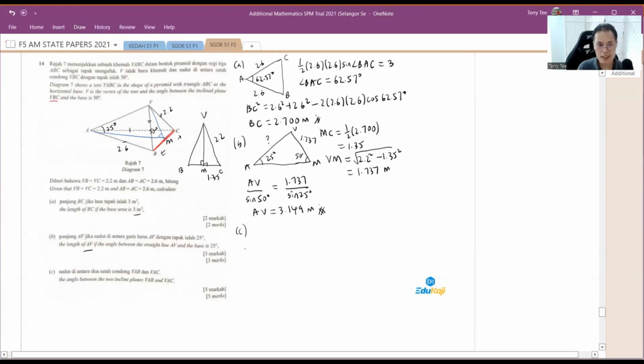Now the last part is the hardest part. The angle between two slanting planes, VAB and VAC. When you have two planes, they intersect, and we're finding the angle between them. Number one, as what I did just now, we need to find the intersecting line. In this case, both actually intersect at AB. Now, read the question again. VAB, VAC. VAB is the left-hand side. If you're seeing from this side, VAC is the other side.